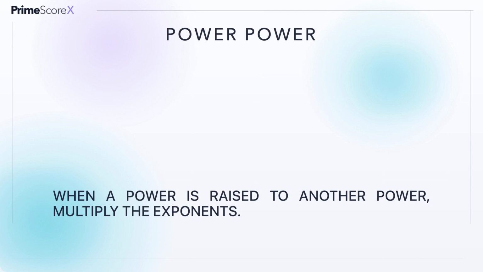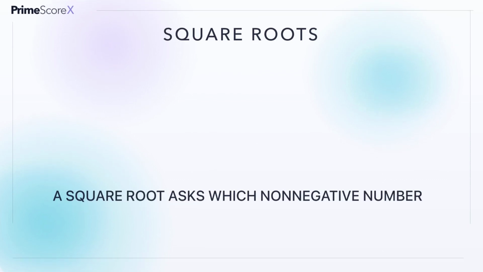The expression (3 squared) cubed means 3 squared multiplied by itself 3 times. That creates 6 factors of 3, so the result is 3 to the 6th. Do not add the exponents in this situation. Addition applies when multiplying separate powers with the same base. Multiplication applies when one exponent acts on another power.